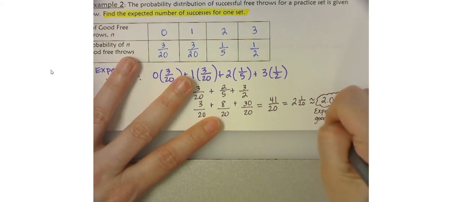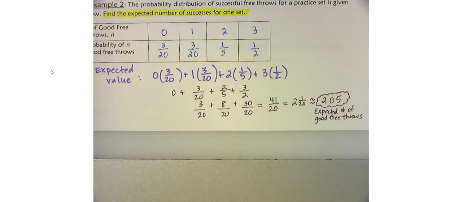So this is not in terms of probability. This is giving you the number that you have here for n. Okay, so you can expect to make about 2.